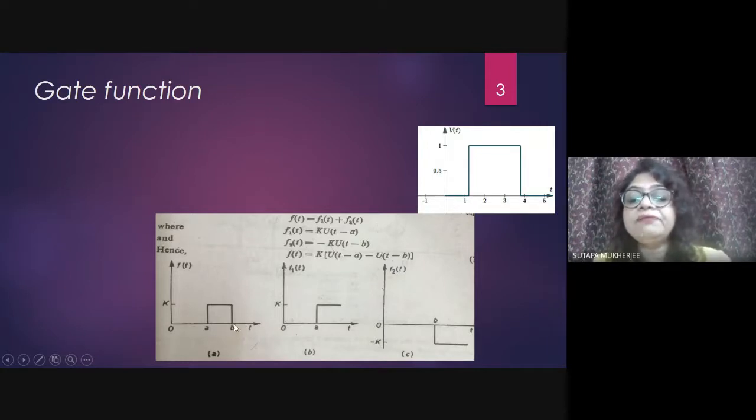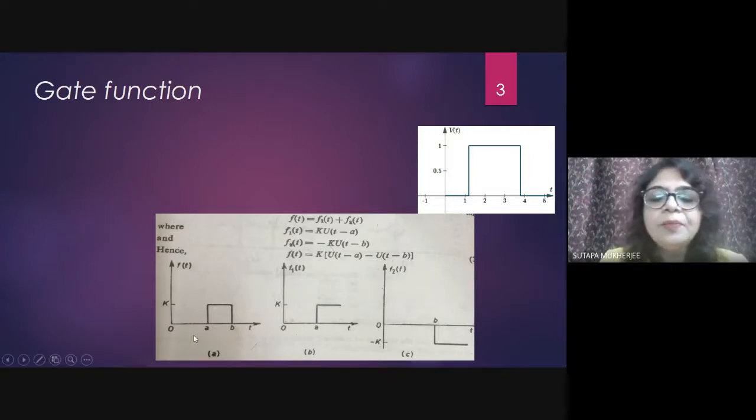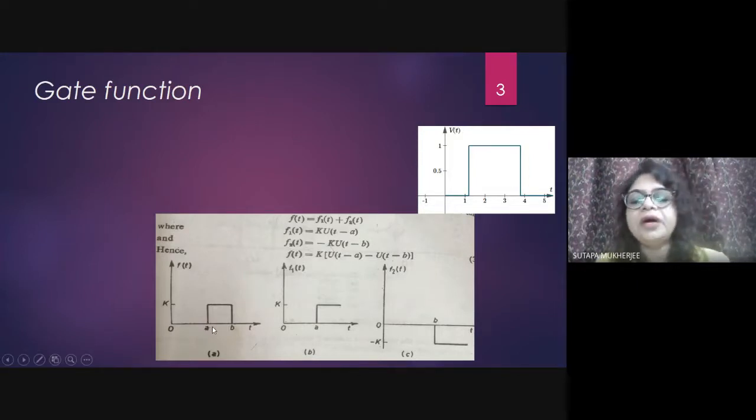So if you start the function at the point time t equal to b, then the function will be k u(t minus b). So if you consider the functions k u(t minus a) and k u(t minus b), and subtract these two, then you will be able to get the gate function. Do you understand what I have told you? Again, I am repeating. At the point t equal to a, the first step function will start, and it will be continued like this.